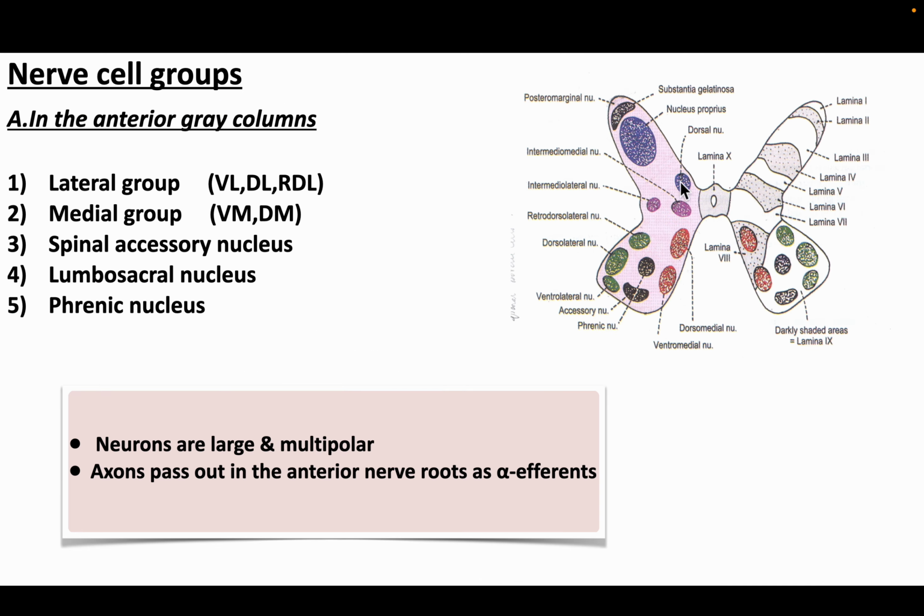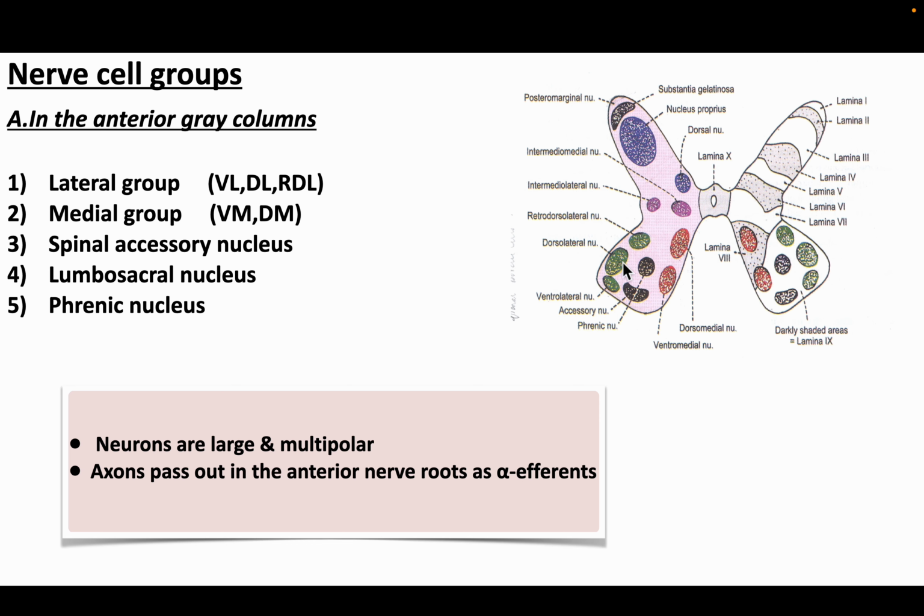Coming to the different nuclei which are present in the gray matter, in the anterior gray column there are 5 sets of nuclei: lateral, then medial group, then spinal accessory, phrenic, and at certain segments, as I told you, where the bulk of gray matter is present, the lumbosacral nucleus, which is also seen in the lower part of the spinal cord. Now the neurons are large and multipolar, and their axons pass out in the anterior nerve root as alpha efferents.